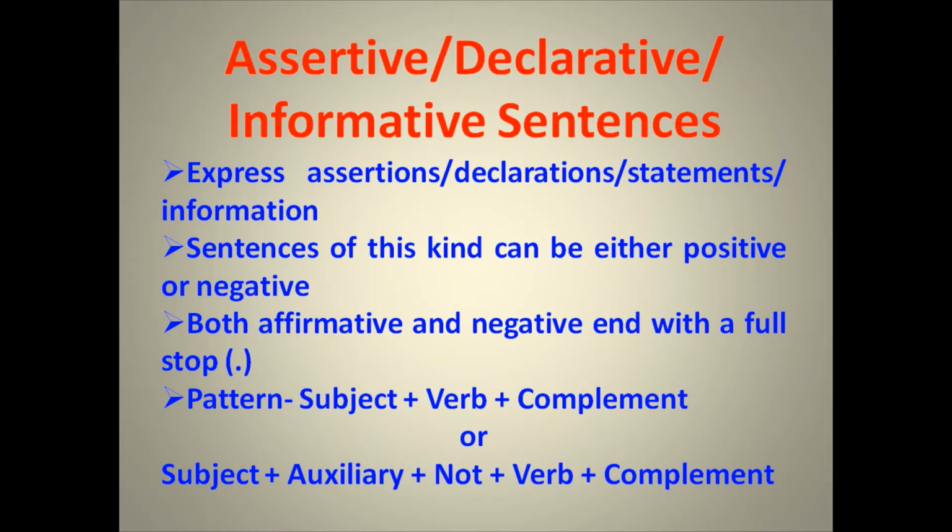The pattern of an affirmative assertive type of sentence is subject plus verb plus complement. Verb plus complement equals predicate. That means subject plus predicate equals a sentence. Is it clear? That's why subject plus verb plus complement. And sometimes subject plus auxiliary verb plus complement. This is the structure, the pattern of an assertive sentence.